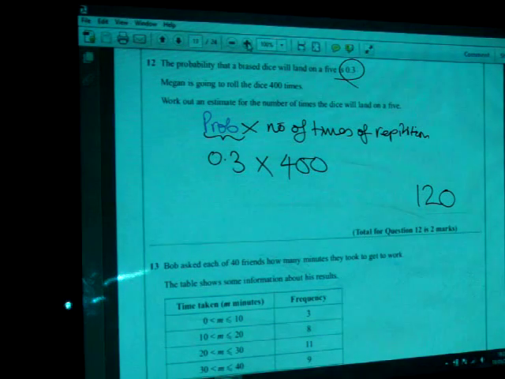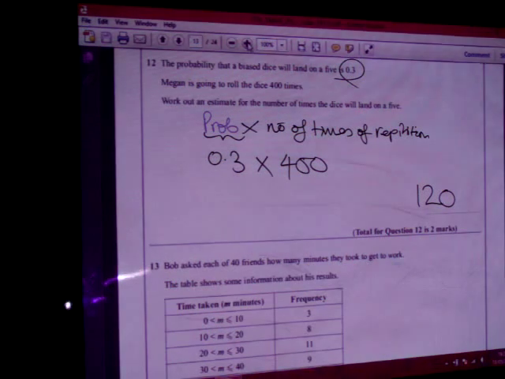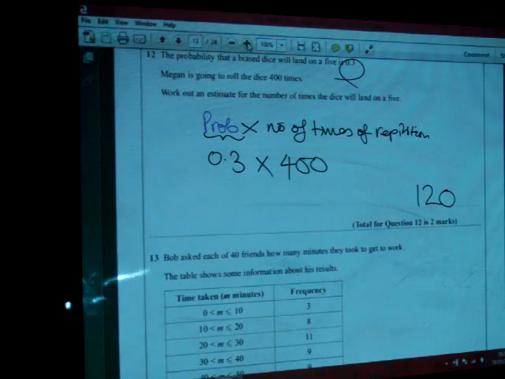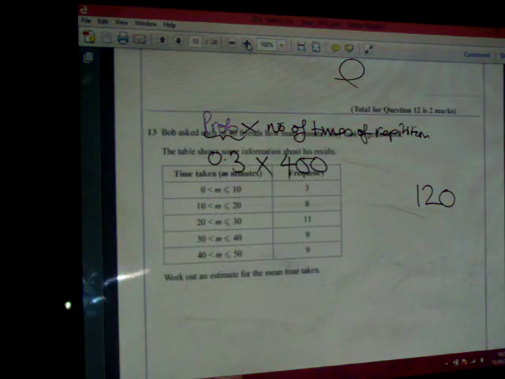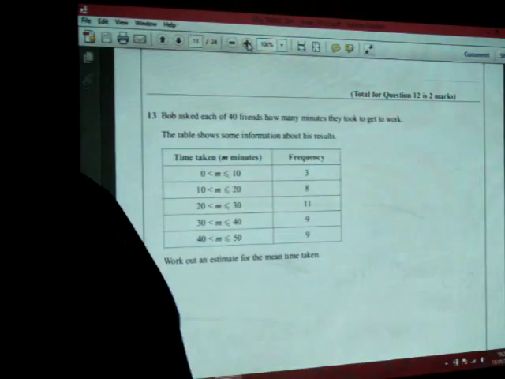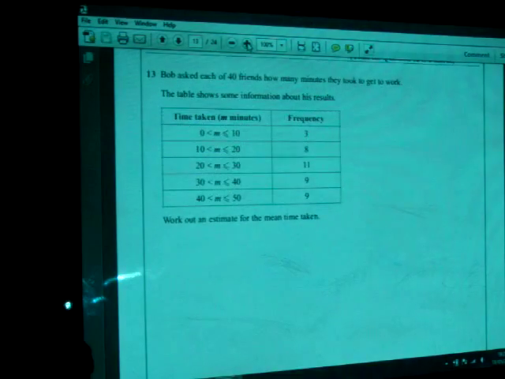Right, next question. Question number 13. Right, Isa, you happy with that? Yeah. So may I take that one a bit more up, please? Right, a bit more last there.